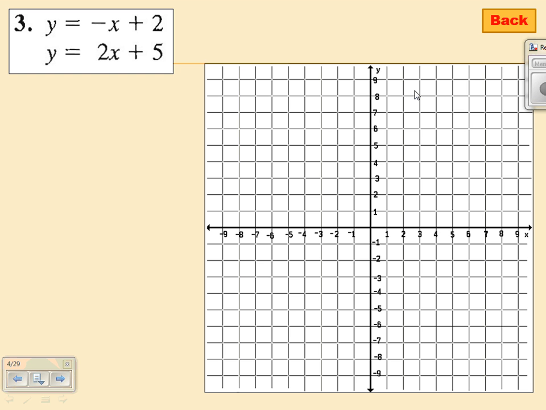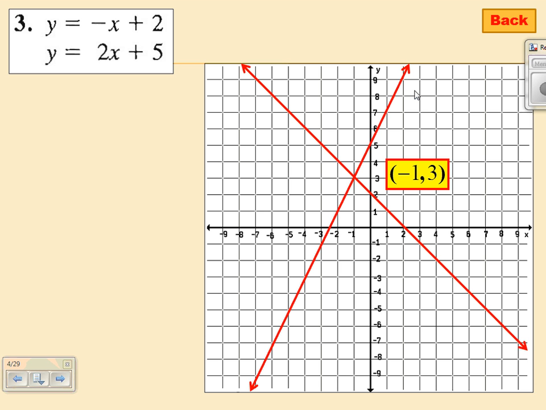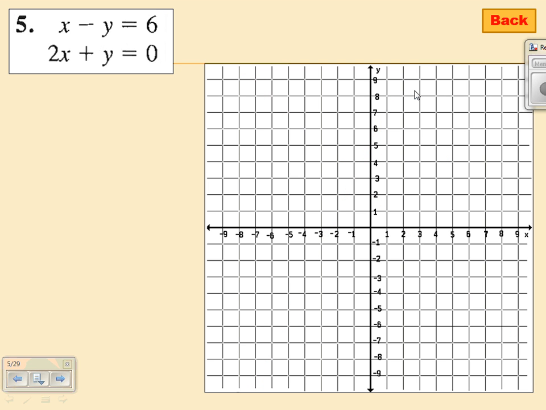For number 3, I just simply have to graph them. It's pretty easy. For y equals negative x plus 2, it gives me this graph. For y equals 2x plus 5, it gives me this graph. So where do the two lines intersect? They intersect at (negative 1, 3). And that's the answer.